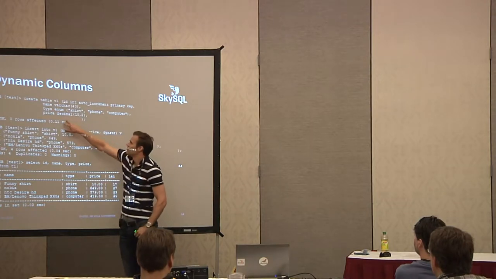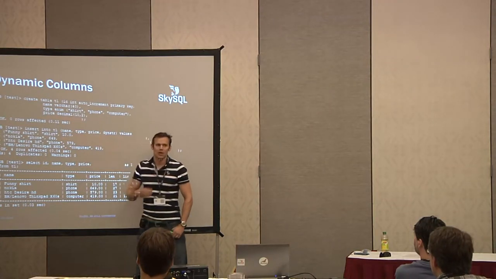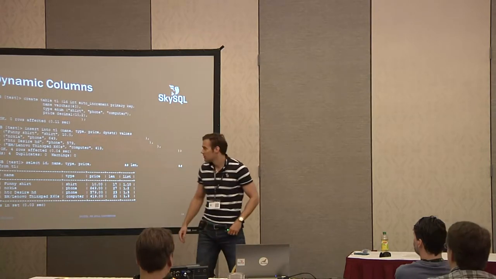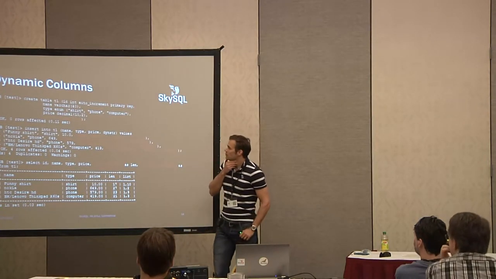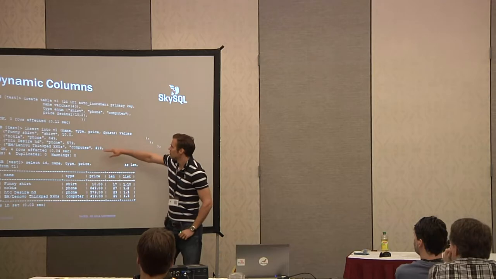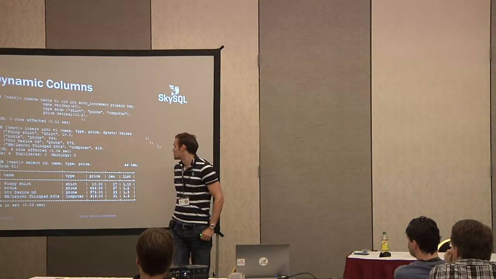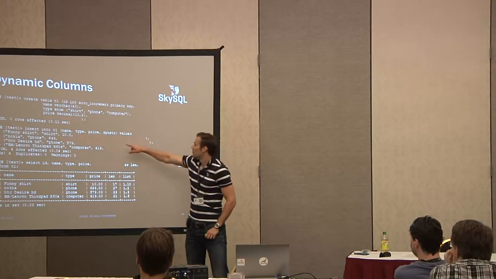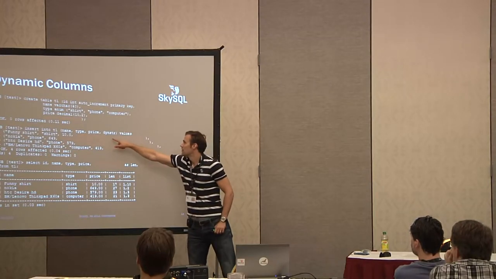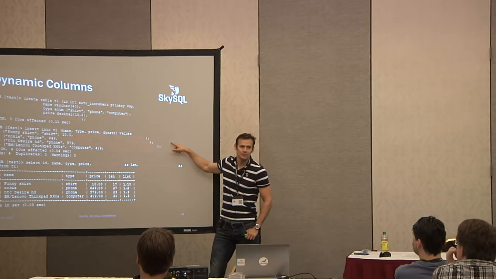You add a column. This is a medium blob. So you add a column which is a blob column, just a binary object. And then when you do operations with this column, you use predefined functions like column create and so forth. With column create, you can add any number of attributes and give values for these attributes.